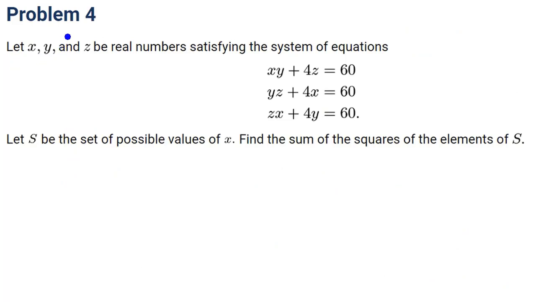AIME II 2023 problem number 4. Let x, y, and z be real numbers satisfying the system of equations. We have xy plus 4z equal to 60, yz plus 4x equal to 60, zx plus 4y equal to 60. Let S be the set of possible values of x. Find the sum of the squares of the elements of S.